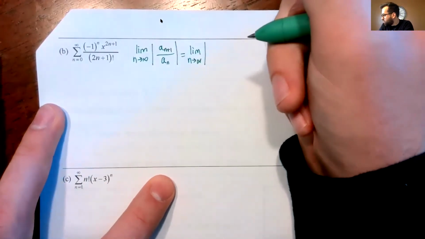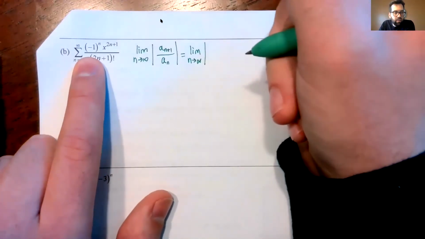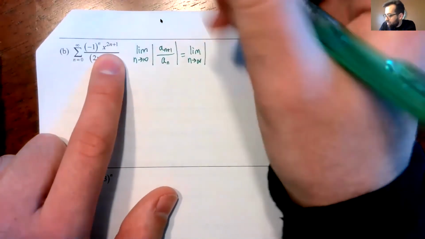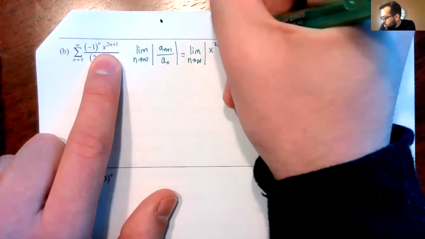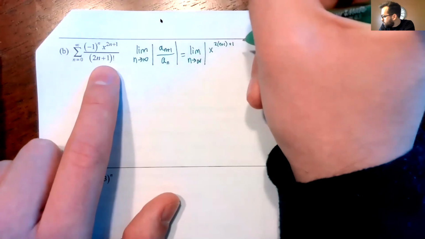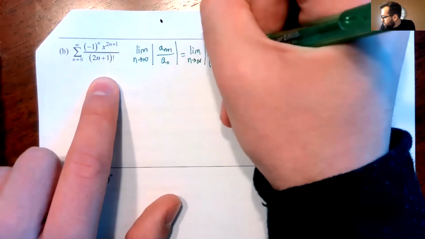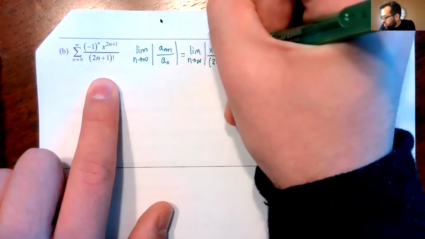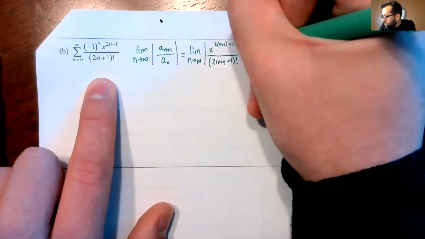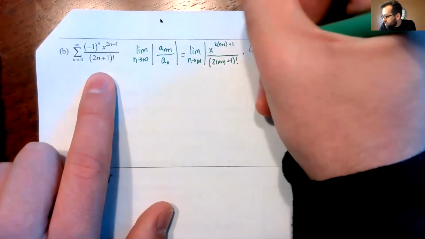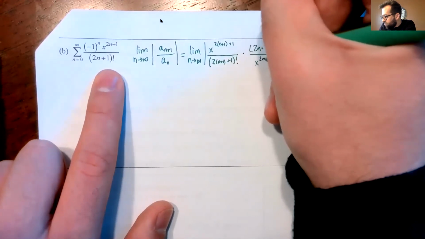So a sub n plus 1 this time. I'm not even going to write the -1 because it's just going to cancel out. So we have x to the 2 times n plus 1 over 2 times n plus 1 factorial times the reciprocal of the original, 2n plus 1 factorial over x to the 2n plus 1.